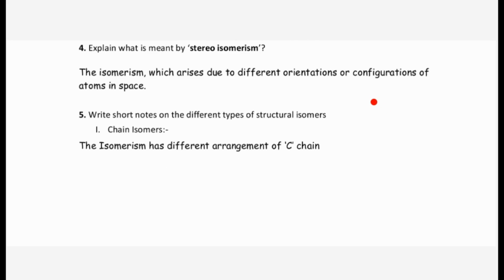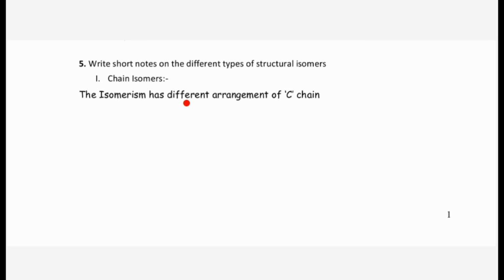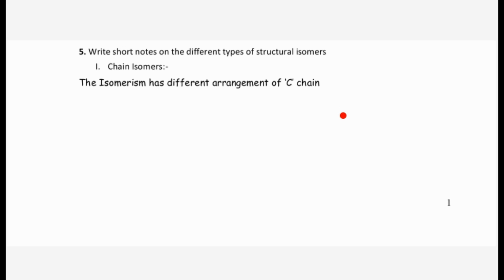So let's see examples of the different types of structural isomers. The first type is a chain isomer. In a chain isomer, the carbon chain length will differ, in the main carbon chain. For example, if I'm to write the isomers of C5H12.